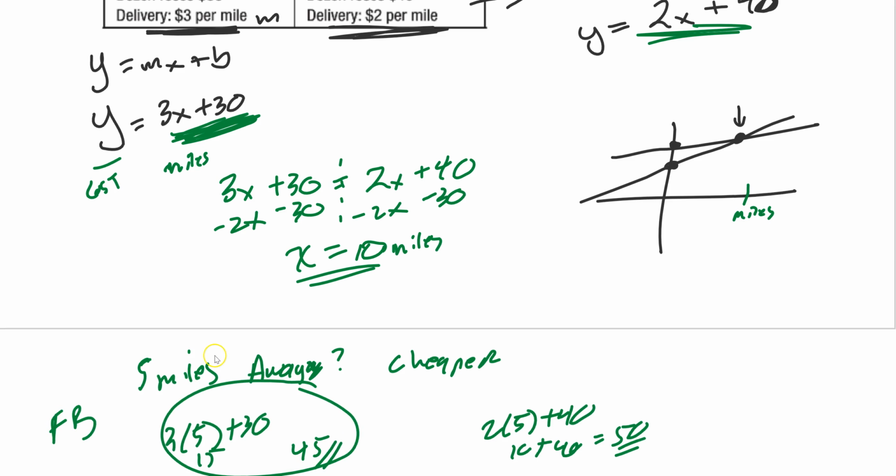You can also do this by looking at the graph, right? This was Full Bloom, and this was Flowers R Us, right? So at 5 miles, Full Bloom's cheaper. Now if I go more than 10 miles though, which was our intersection right here, let's say I live 15 miles away, in that case, Flowers R Us is actually cheaper. So there's a quick way to check this by looking at the graph, and there's another way by just doing the math. Anyway, that's it.